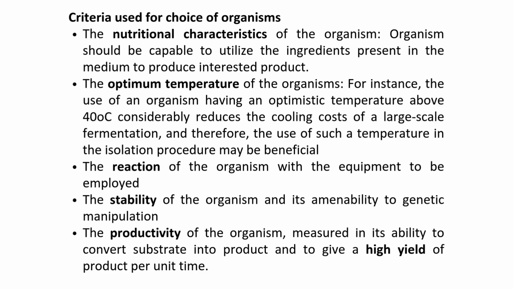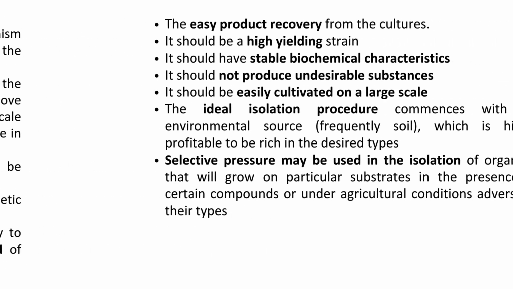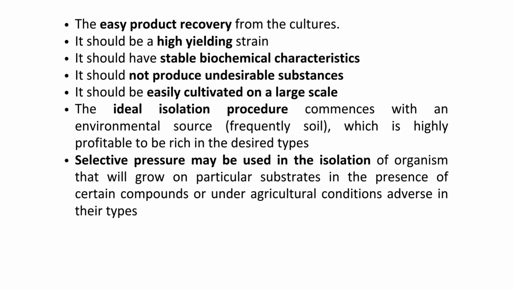We also consider the organism's reaction with the equipment, its stability, and its ability to be genetically manipulated. Productivity is key, meaning the organism should efficiently convert substrate into product and give a high yield per unit time. Other factors include easy product recovery, high yielding and stable biochemical characteristics, not producing undesirable substances, and being easily cultivated on a large scale.